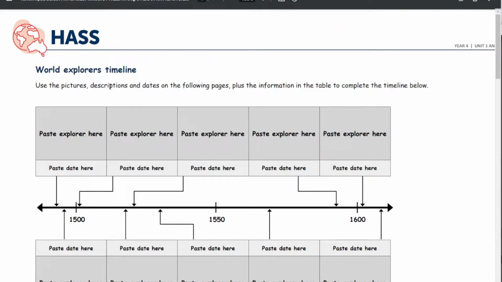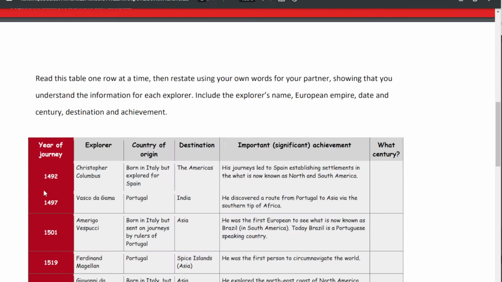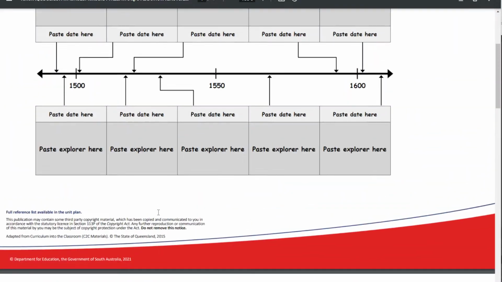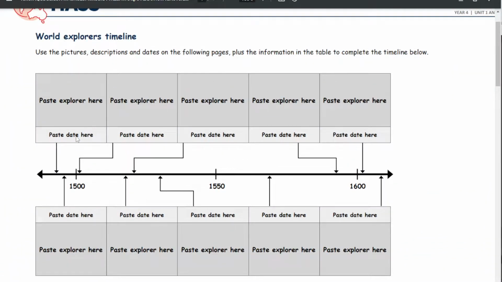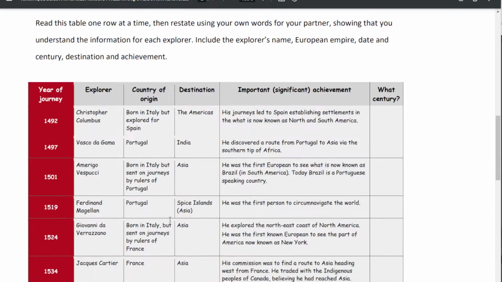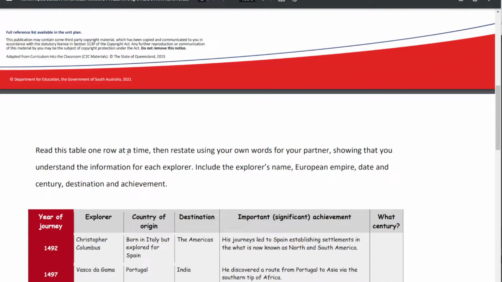Use the pictures, descriptions, and dates on the following pages, plus the information in the table to complete the timeline below. So you'll be cutting out things from here and gluing them here, okay? But before you do that, you need to look down and read this information here, okay? So read this table one row at a time, then restate using your own words for your partner.